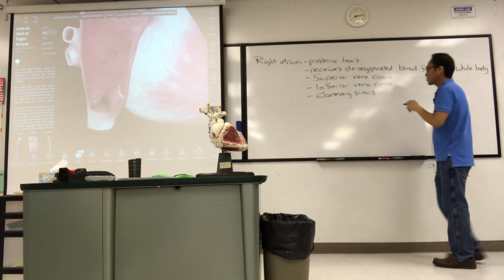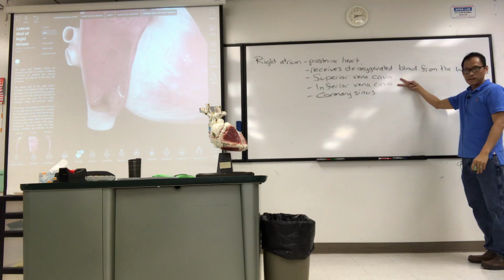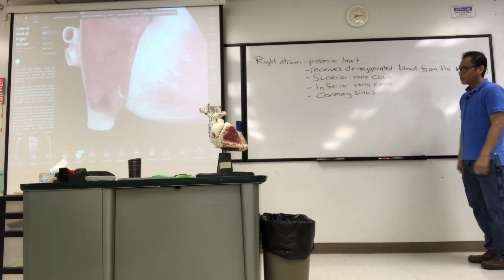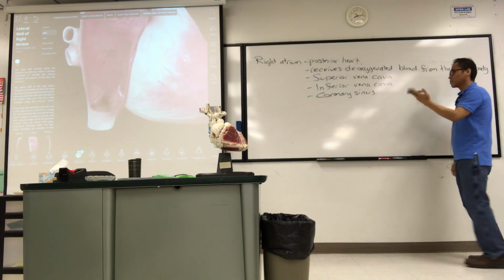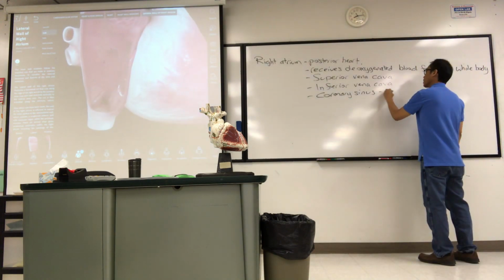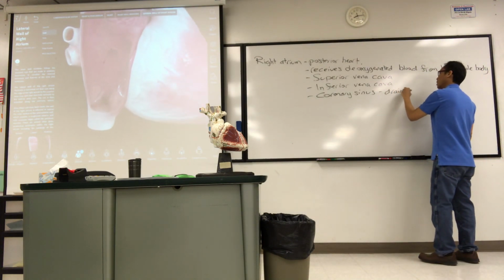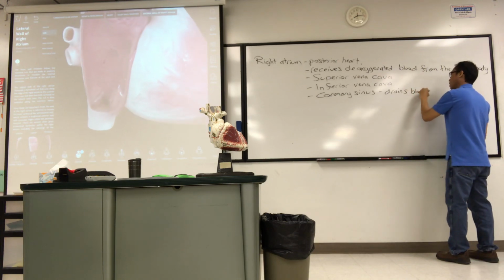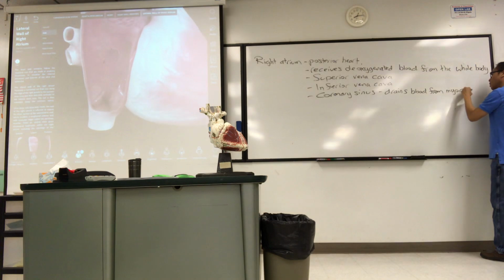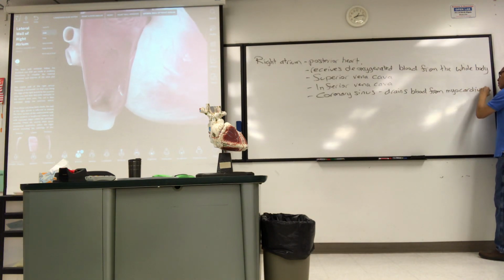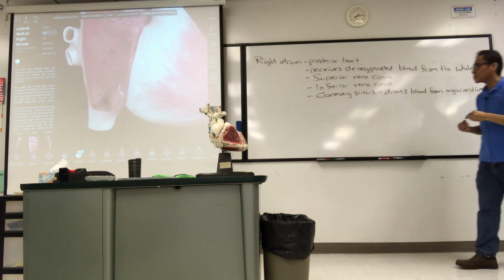So these three vessels are draining blood from the whole body, and then the coronary sinus is draining the deoxygenated blood from the myocardium back to the right atrium. Myocardium is the word for heart muscle.